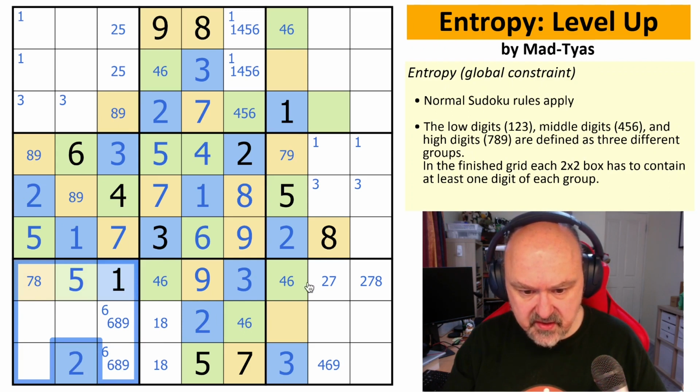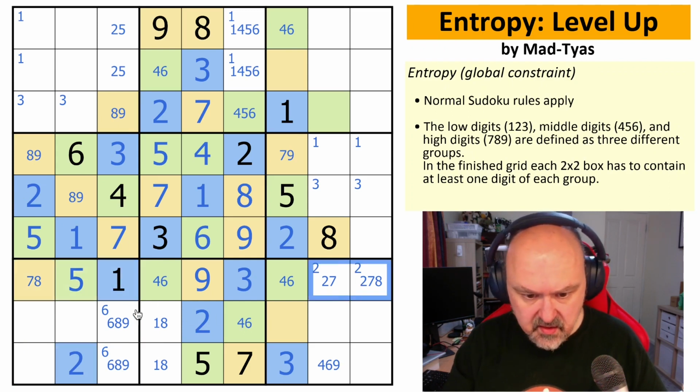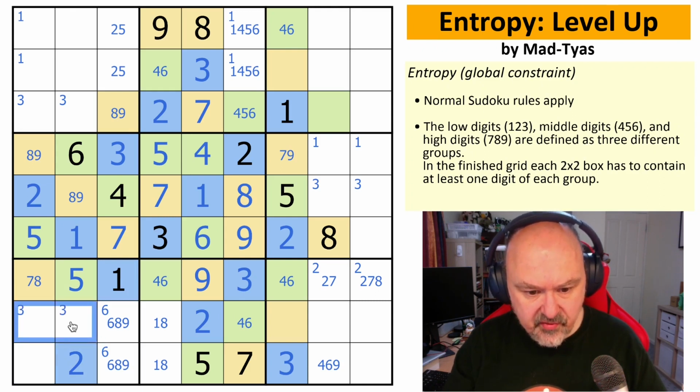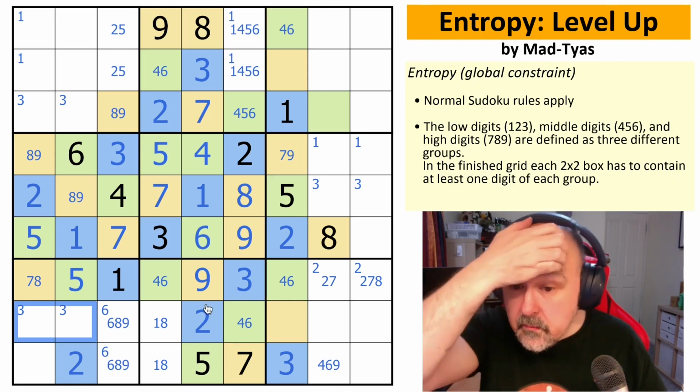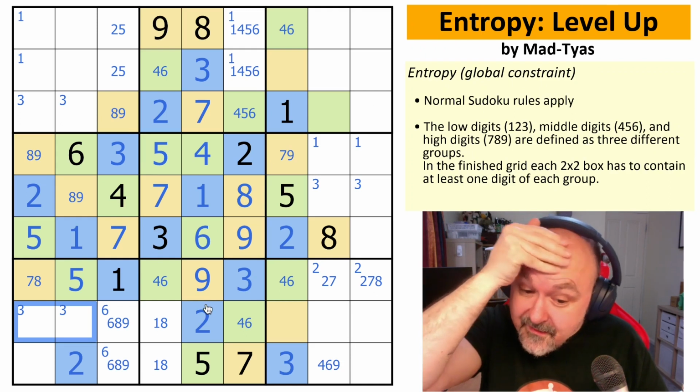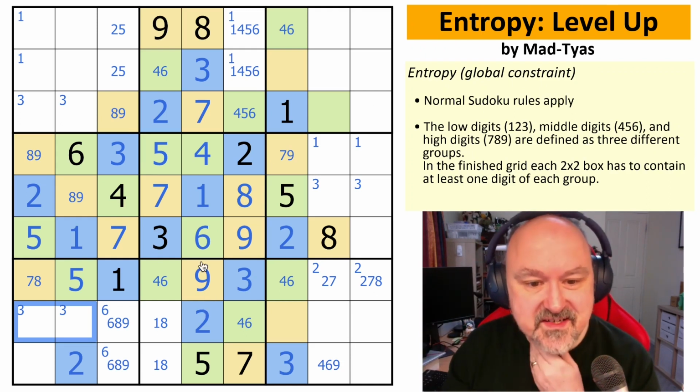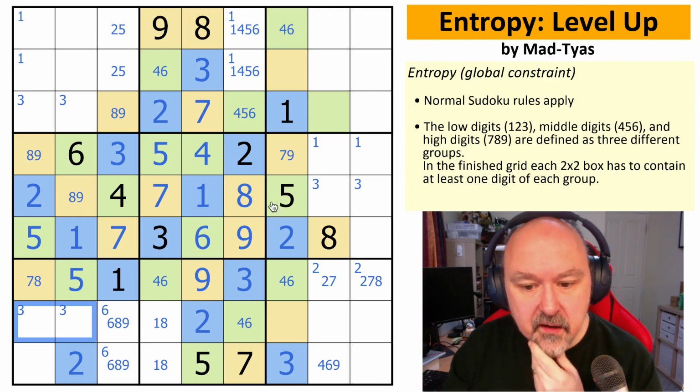And there is no 2 in that row. 2 has to go up here. So blue is now fully covered. 3 is in one of those 2. Slowest solve ever.